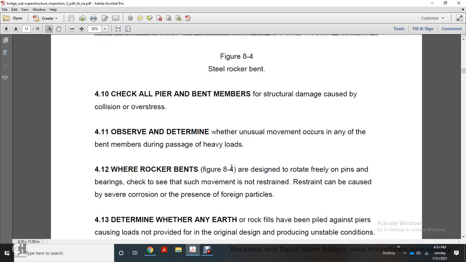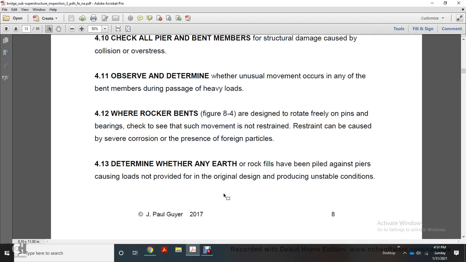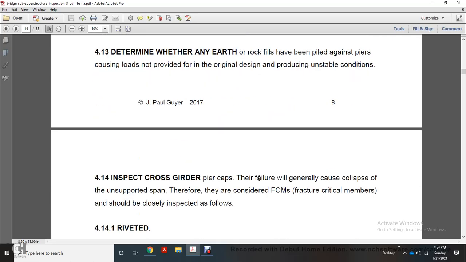Where the rocker bends, figure 8-4, designed to rotate freely on pins and roller bearings, check to see that such movement is not restrained. Restraint can be caused by severe corrosion and the presence of foreign particles. Determine whether any earth or rock fills have been piled against the piers, causing loads not provided for in the original design and producing unstable conditions.